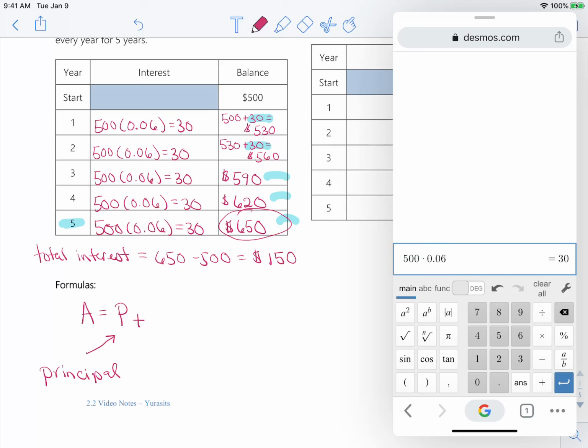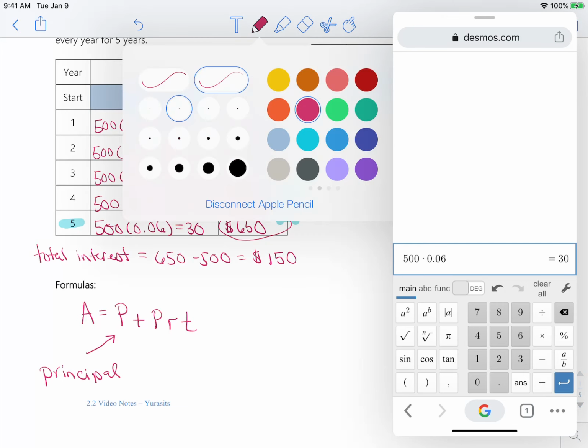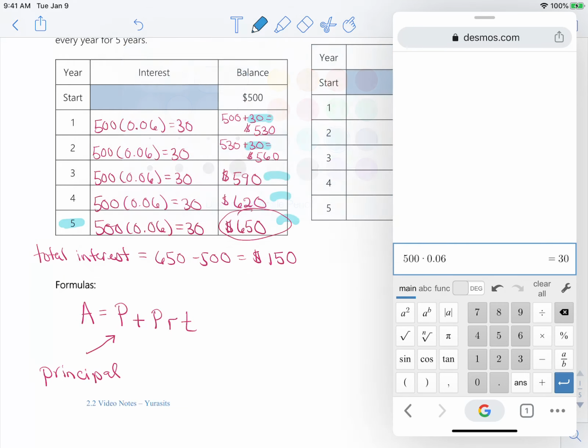So that's why we take our original amount or our principal, we multiply it by the rate, and then we multiply it by the time. So let me get a different pen so this stands out. This right here is known as principal. This is known as your rate. And this is time in years.